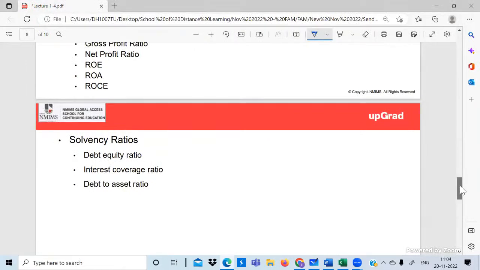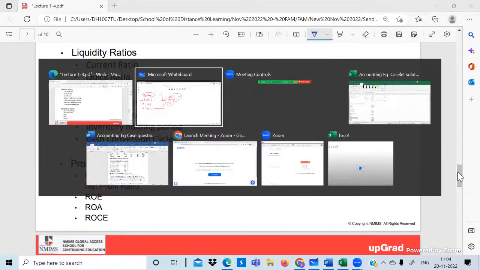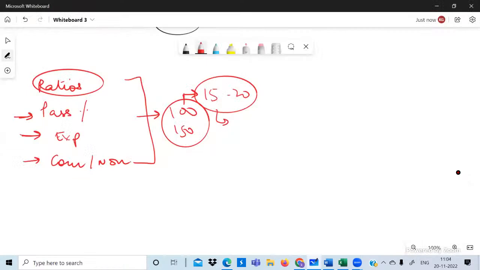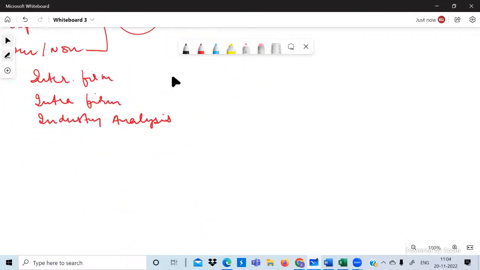And basically, if you look at ratios, ratios help you in doing three things. One is inter-firm comparison, one is intra-firm comparison, and the other one is industry analysis. So they basically help in three things: inter-firm, intra-firm, and industry analysis. Let's look at each one of them.